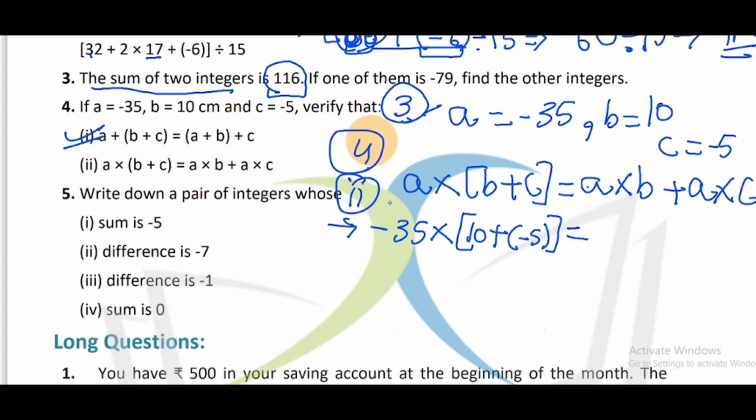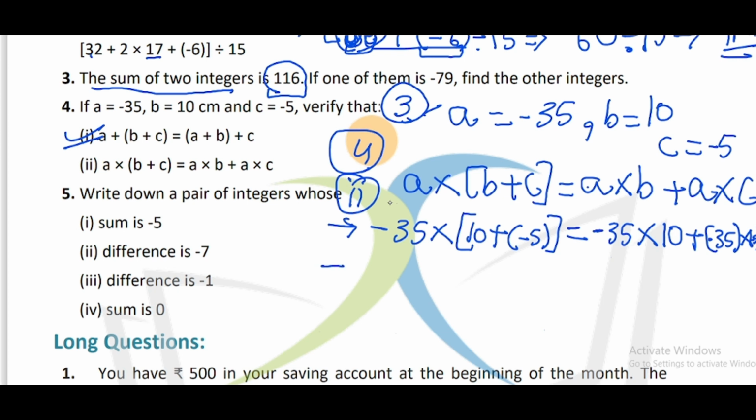Then same as on the right side, put the values of A, B and C. The value of A is minus 35, multiply with B, that is 10. Then add with A into C. Then A is minus 35 into C, that is minus 5.